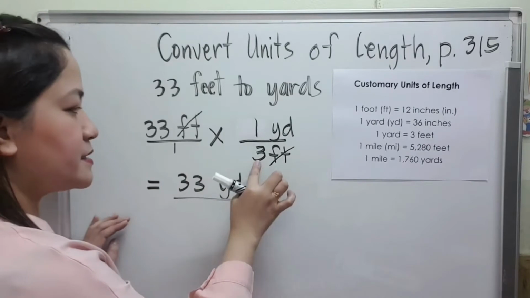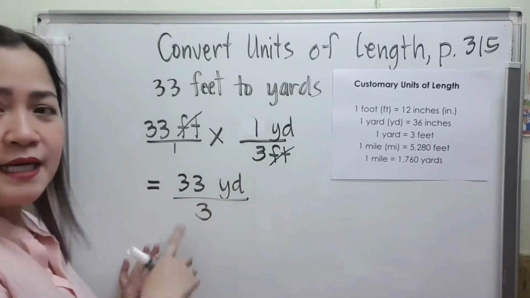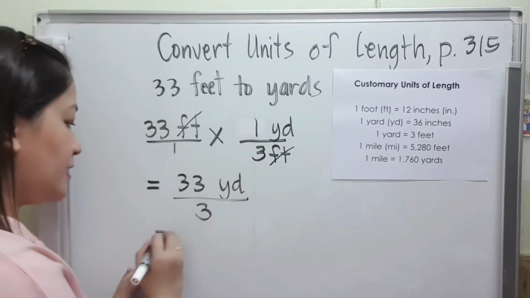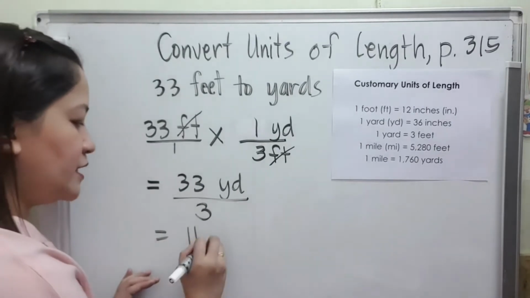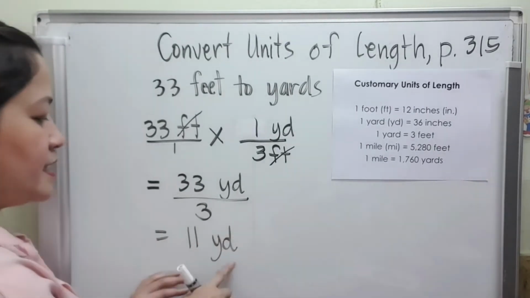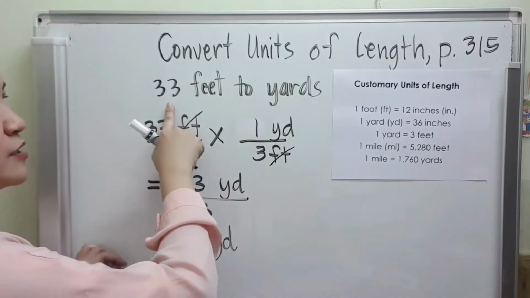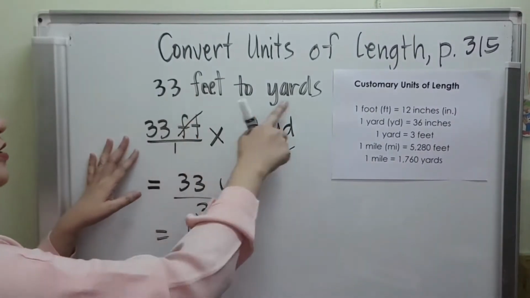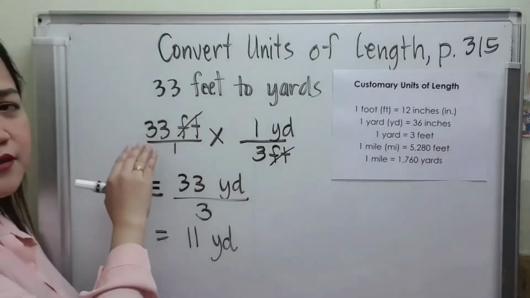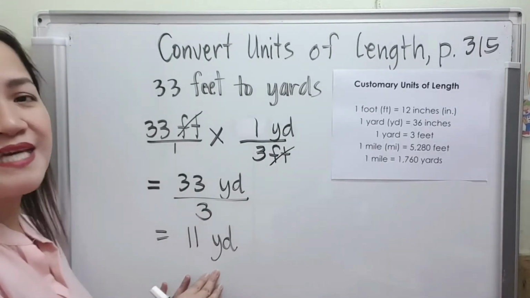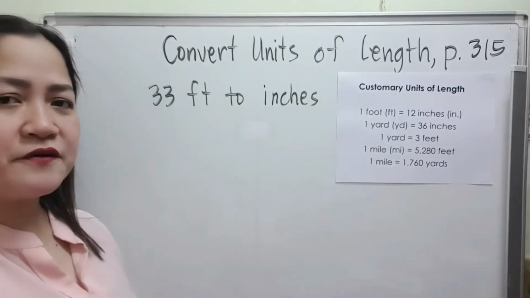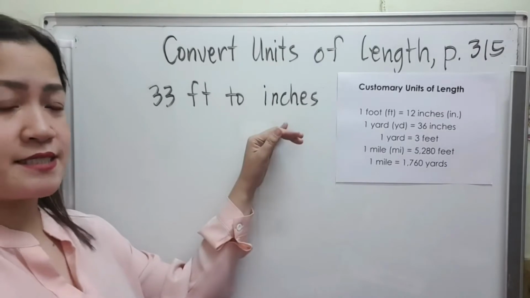Over 1 times 3 is 3. And 33 divided by 3 is 11. And the unit that we have is yards. And that is what we need, since we need to convert 33 feet to yards. So that means 33 feet is equal to 11 yards. Let us convert 33 feet to inches.